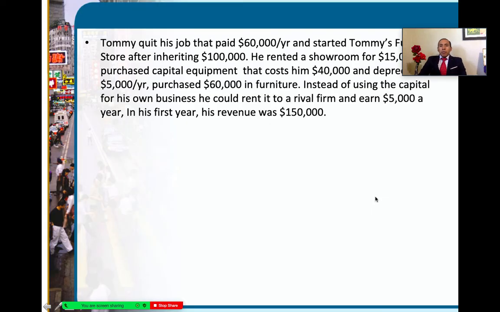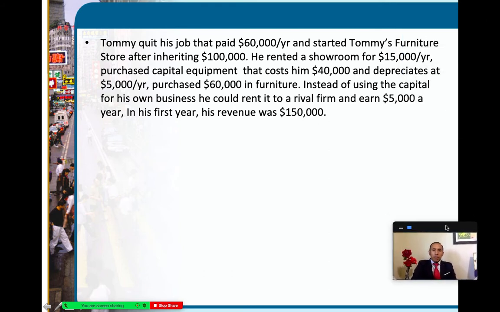Now, suppose you have Tommy in this case, and Tommy is a professional that is currently working at his active job that pays him $60,000 a year. And Tommy decides to start his own furniture store after he inherited $100,000 from his parents. Now he rents a showroom for $15,000 a year as an explicit cost, and then he purchased the capital equipment that cost him about $40,000 and has a depreciation rate of $5,000 a year.